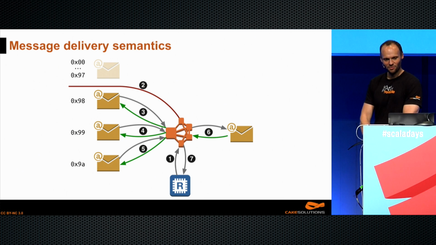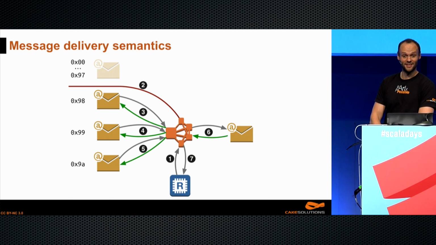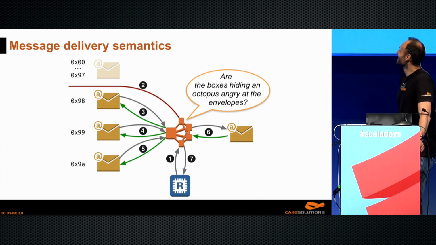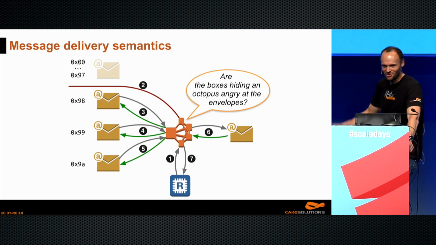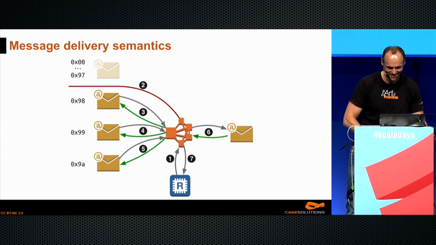So let's talk about message delivery semantics. This is a cool diagram, right? When I showed it to my coworkers first, they said, oh, man, this is really cool. I have a question. And they said, is this? And then I said, no, there's no octopus involved, and the triangle really isn't angry at the square box.